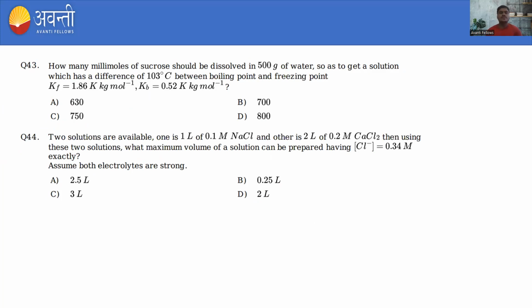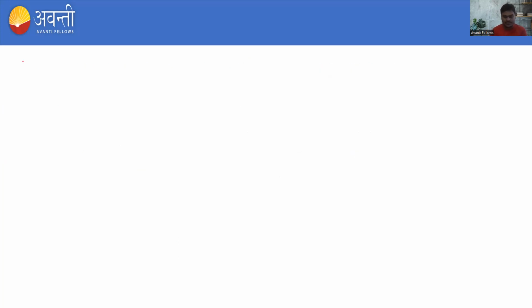So how many millimoles of sucrose should be dissolved in 500 grams of water so as to get a solution which has a difference of 103 degrees Celsius between the boiling point and the freezing point? Kf and Kb are also given for this question, right? So we know the boiling point and the freezing point, how will you write all this?